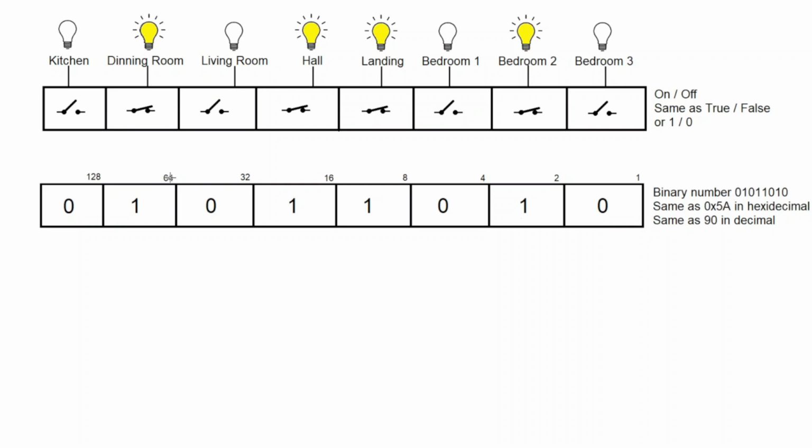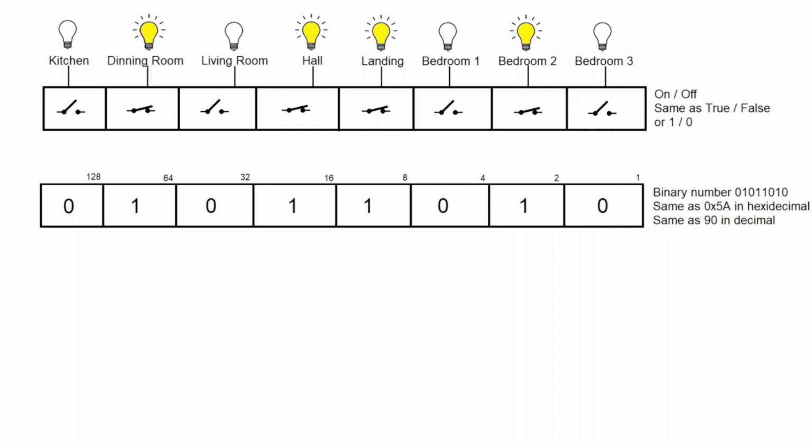Now we can also represent this number in decimal. For example, I've put the values of each of the bit positions up here. So as we know, the least significant bit in binary has a value of 1, and then it doubles up each time to 2, 4, 8, 16, 32, 64 and 128. So for example, with this binary number here, we've got the number 64, 16, 8 and 2. And if we add all those numbers up, we get to the decimal number 90. And that can also be expressed in hexadecimal as 5A. So that gives us the current state of all the lights in a single number, either binary, hexadecimal or decimal.